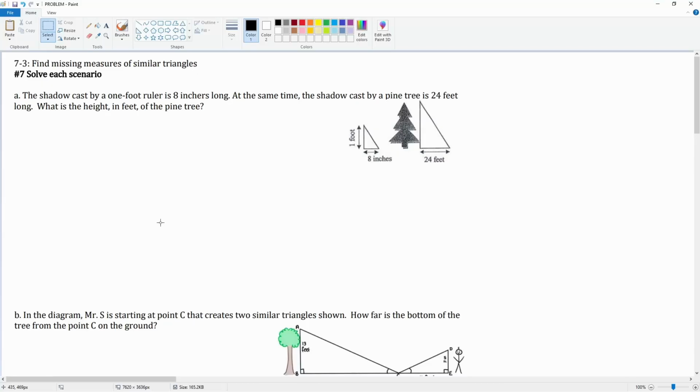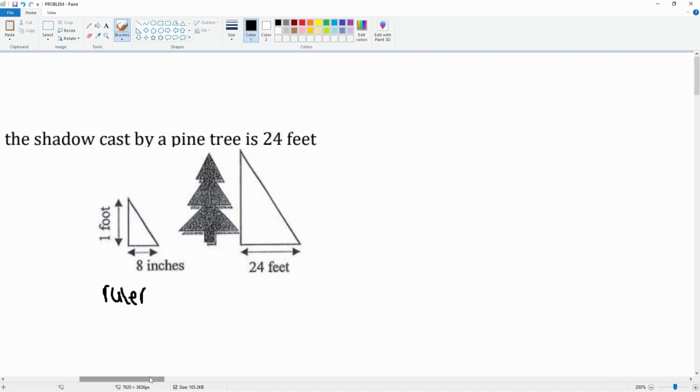Number 7, you're going to solve each scenario here. Let's read the scenario for each problem. A, the shadow cast by a 1 foot ruler is 8 inches. So that's the ruler here. And then the shadow cast at the same time from a pine tree is 24 feet. You're trying to find the height of this pine tree. So this is the height that you're trying to look for.